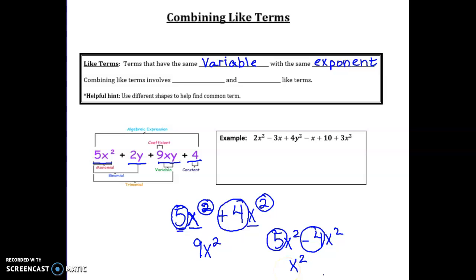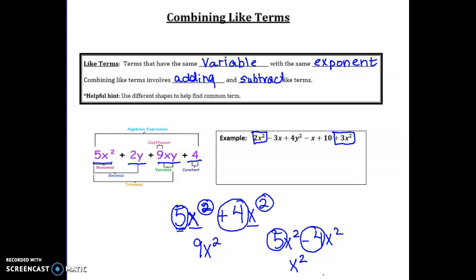Okay, looking at the example we have here, we have 2x squared minus 3x plus 4y squared minus x plus 10 plus 3x squared. So I like to start at the highest exponent. In this case, it's to the second power. And I'm going to box around 2x squared, and then I'm going to find one that's like it. I've got 3x squared. And notice when I boxed around it, I included the operator, the plus or the minus, okay? So now I've got 2x squared plus 3x squared. I just add the coefficients because it's going to involve adding and subtracting the coefficients.